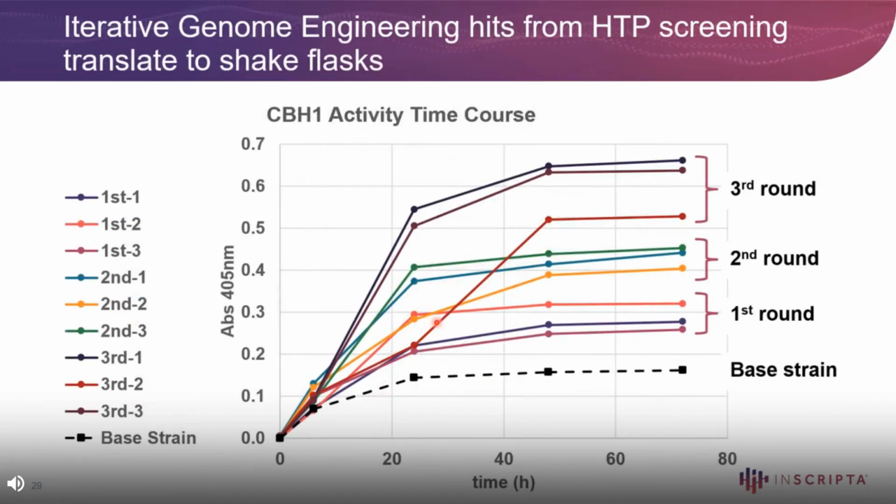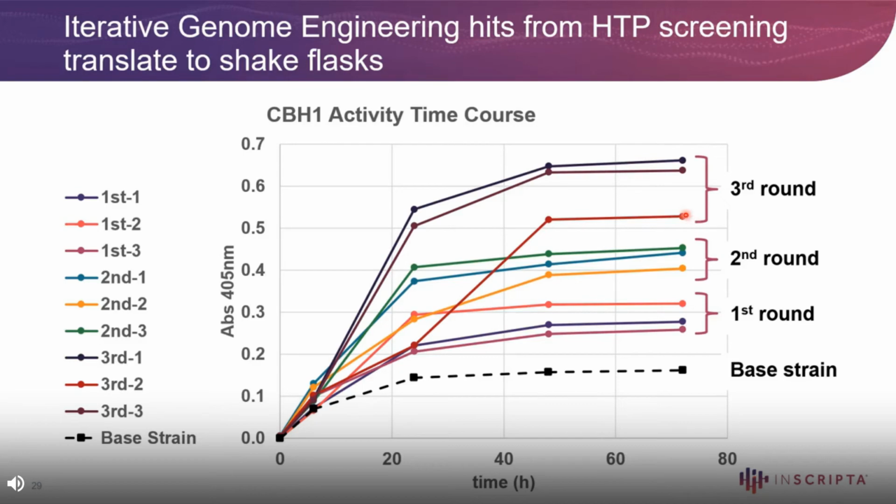Okay, so that's growth. Now what we really care about is, well, what about CBH1 expression and CBH1 production? So that's what's shown here. Again, the base strain is shown here as a black dotted line, and it was very nice for us to see that our first round hits clustered near each other with improved production over this base strain. The second round hits also showed improved production over the first round hits, and they clustered together nicely. And then finally, the third round hits had the highest level of production, and they clustered near each other.